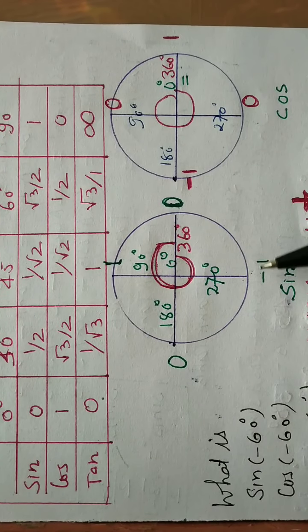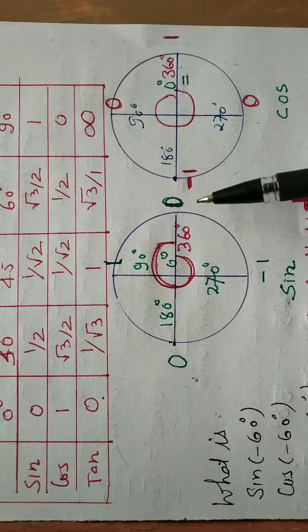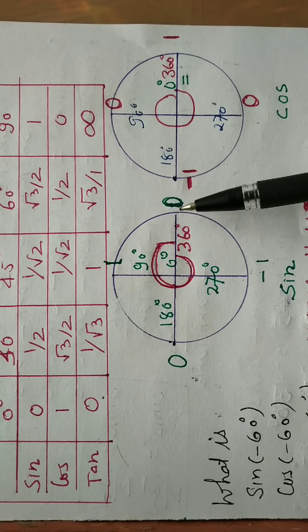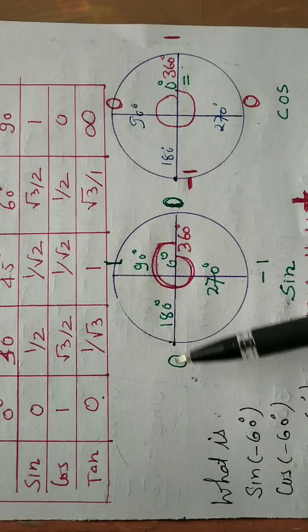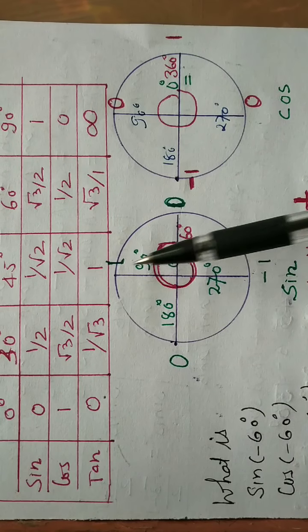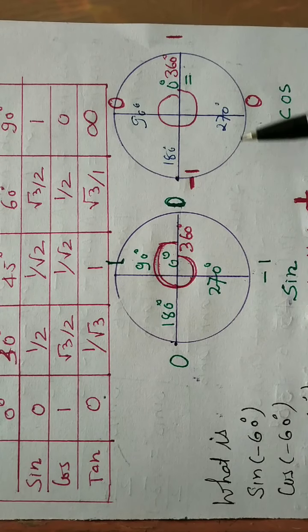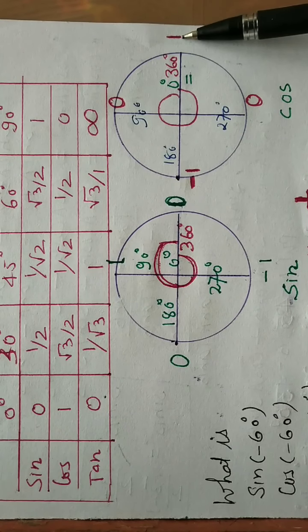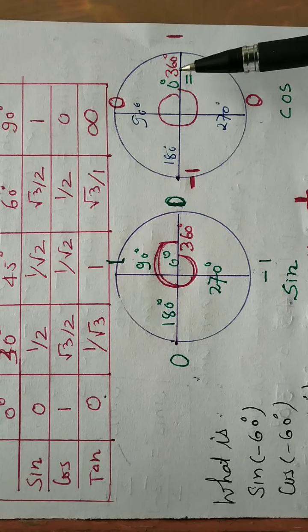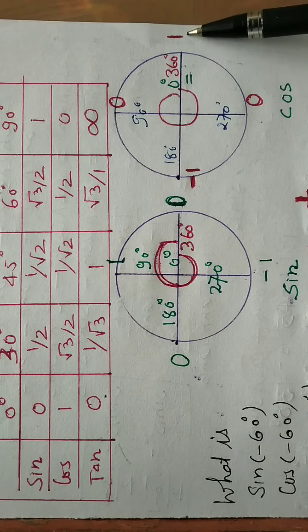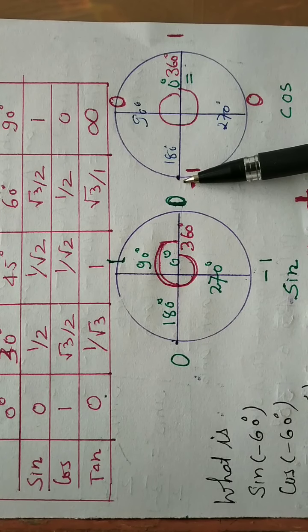This is the sine table. Sin 0 is 0. The reverse of 0 is 0. Sin 90 is 1. The reverse of 1 is minus 1. Here the cos 0 is 1. The reverse of 1 is minus 1. So in case of 0, this is 1. In case of 180, this is minus 1.